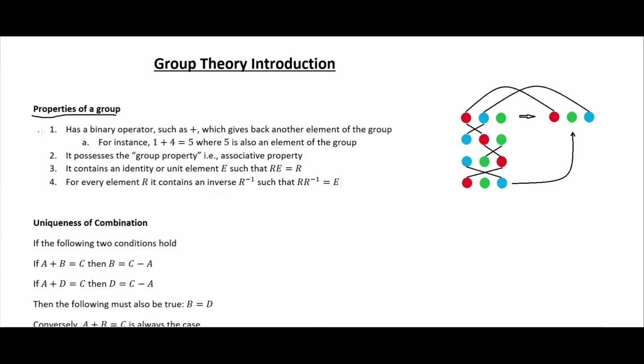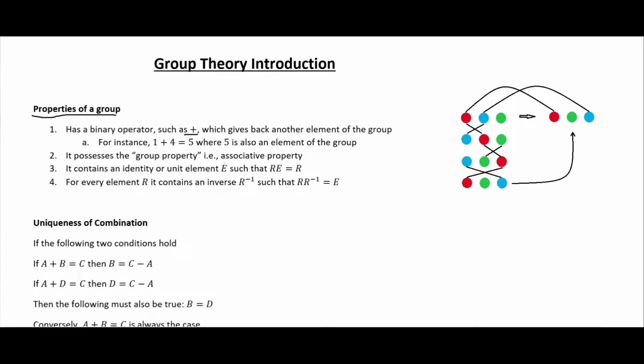As I said in the last video, the properties of a group are these four things here. So one has to have a binary operation, such as addition in mathematics, which is often how we think about it, which gives back another element of the group, which means that it's a closed operation.